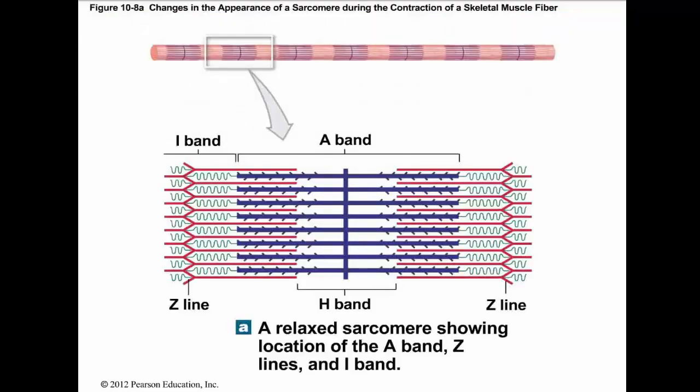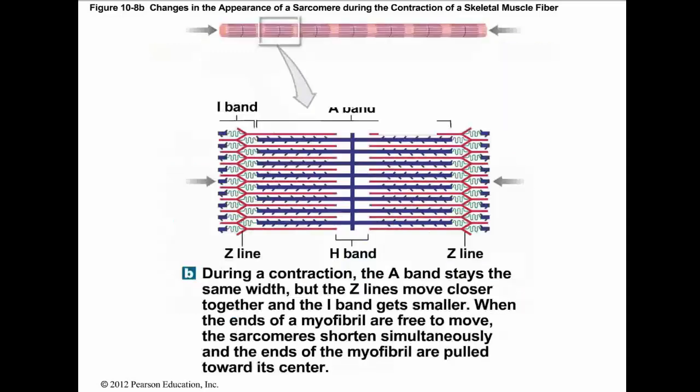So here we have the A zone and the Z lines. So the A zone doesn't change, but the distance between Z lines changes in length. It gets shorter as the muscles contract, and it gets longer with muscle relaxation. During contraction, the A band stays the same width, but the Z lines move closer together and the I band gets smaller. When the ends of the myofibrils are free to move, the sarcomere shortens simultaneously, and the ends of the myofibrils are pulled towards the center, and the whole muscle shortens.